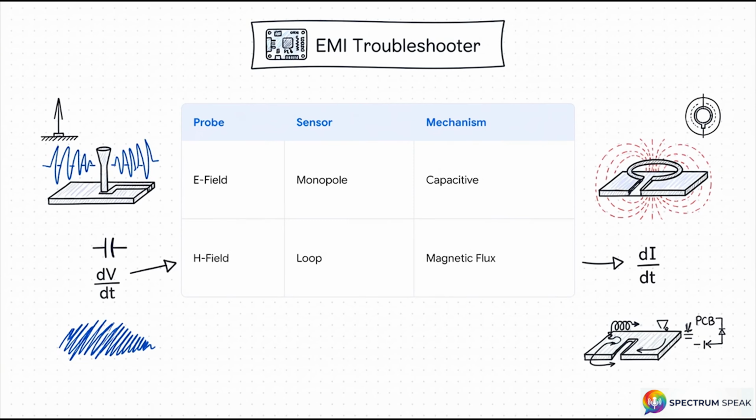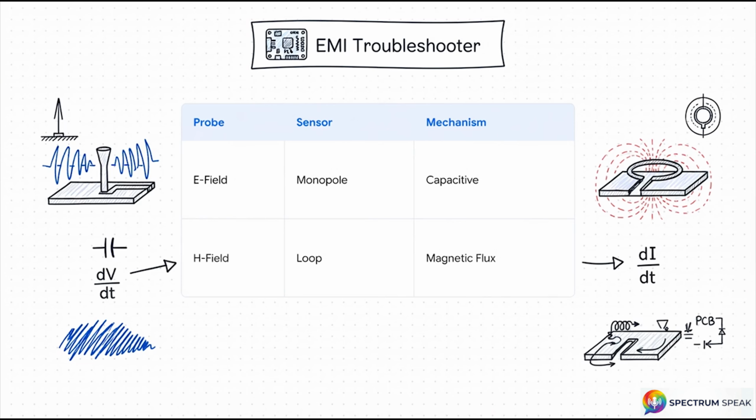First, we have E-field probes. These are typically built as monopoles or exposed stubs that couple to the electric field perpendicular to the board, capturing the capacitive displacement current. They produce an output voltage that's proportional to the derivative of the node's voltage.